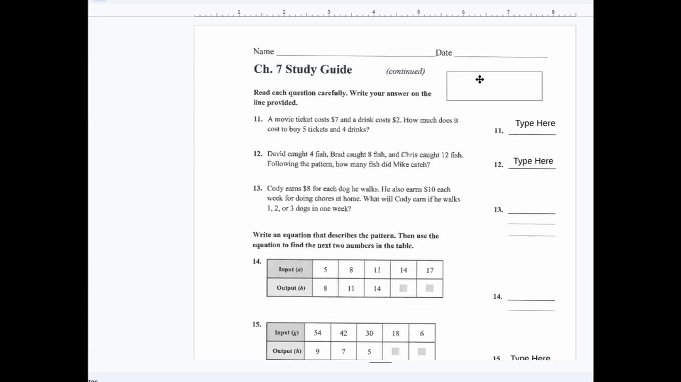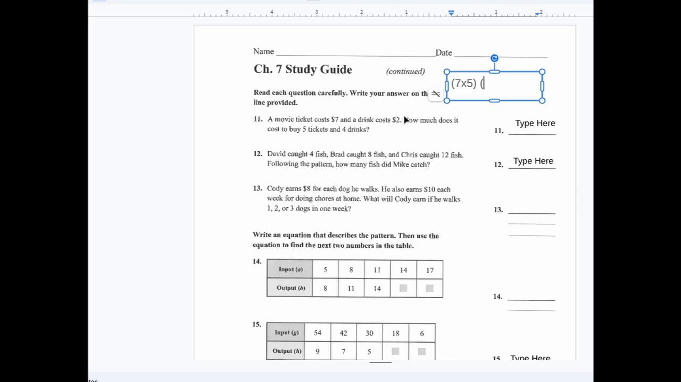Okay, number 11. So a movie ticket costs $7. Circle 7. And a drink costs $2. Circle 2. How much does it cost to buy 5 tickets? Circle 5. And 4 drinks? Circle 4. So how much is a ticket? 7. And how many are we buying? 5. So what would we do with 7 and 5? We would times them.